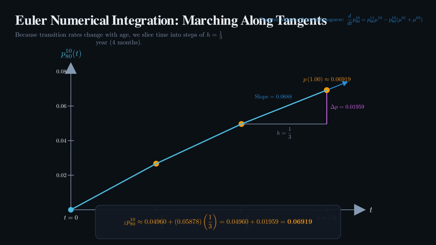The last slope, at t equals 2/3, is 0.05878. Add 1/3 of that to 0.04960. Part B is 1p8010, approximately 0.06919.